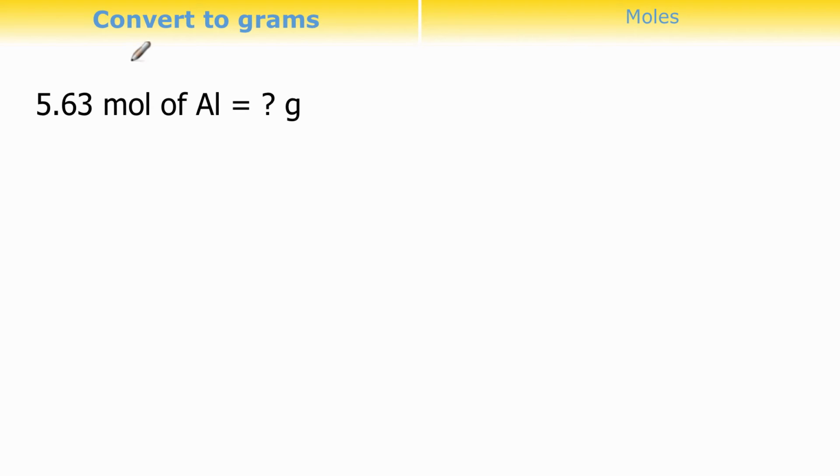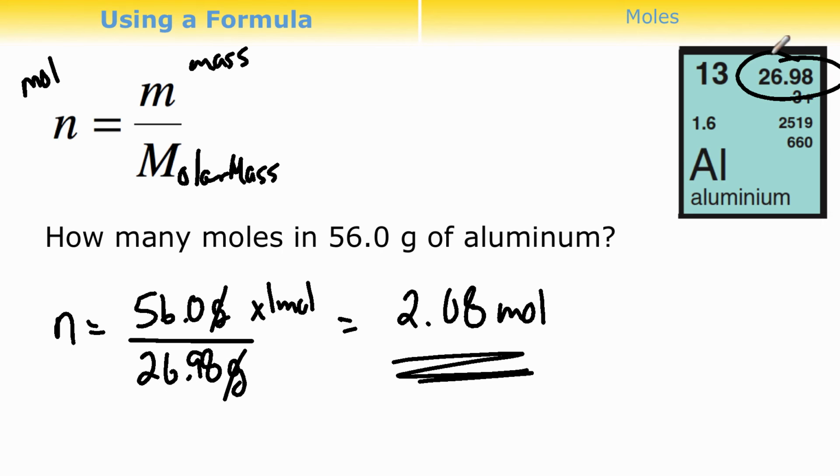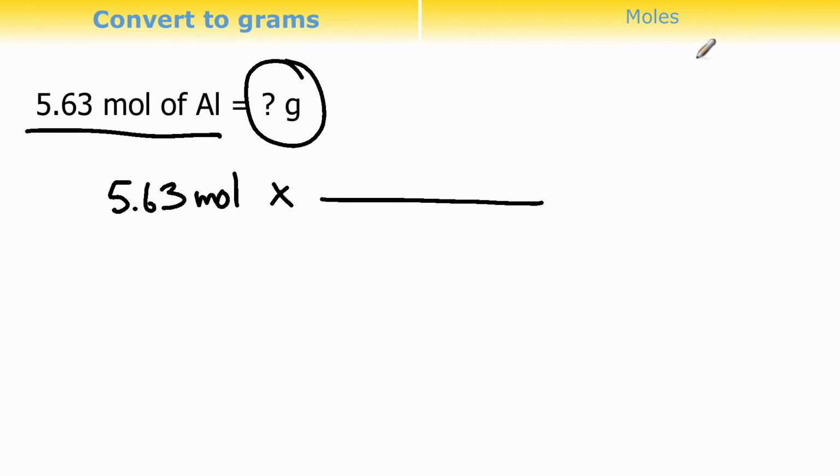How about going the other way? So if I have a certain number of moles of aluminum, I want to know how many grams that is. Two ways you could do that. I like using the dimensional analysis. 5.63 moles times 26.98, and the 26.98 is grams for every 1 mole.